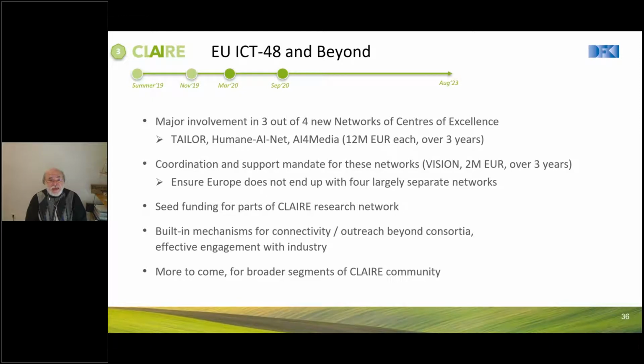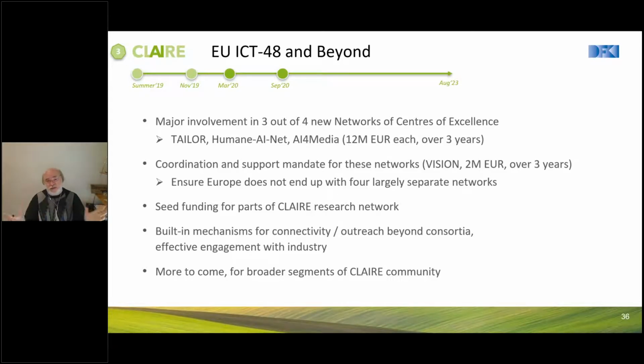CLAIR is the main organization behind 3 of those: Taylor, Humane AI Net, and AI for Media. There's the 4th one that is supported by Ellis. CLAIR is also strongly an initiator of the Vision project, which is the coordination and support action that has the mandate to actually bring together those 4 networks.